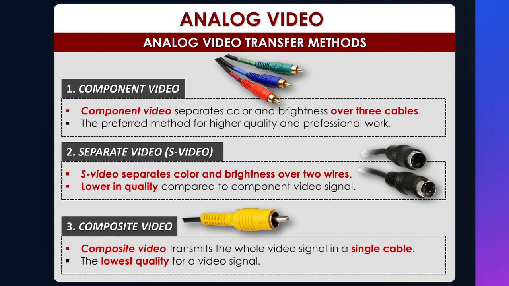The second method is separate video, or S-video. S-video separates color and brightness over 2 wires. It is lower in quality compared to the component video signal. And the last one is composite video. Composite video transmits the whole video signal in a single cable. It is known as the lowest quality for a video signal.